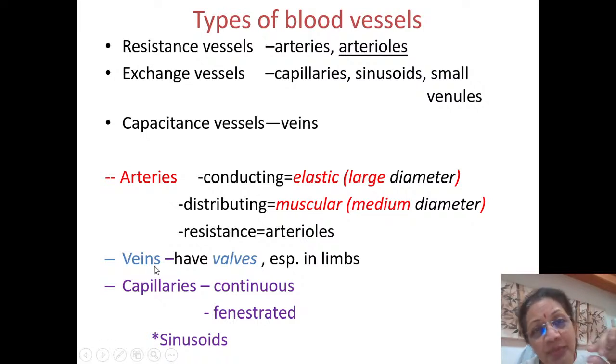Veins are much more thin walled. Their adventitia is dominant. The media is very minimal. There's hardly any muscle in the wall, though there is a layer called a tunica media, and they have a lot more elastic tissue rather than muscular tissue.